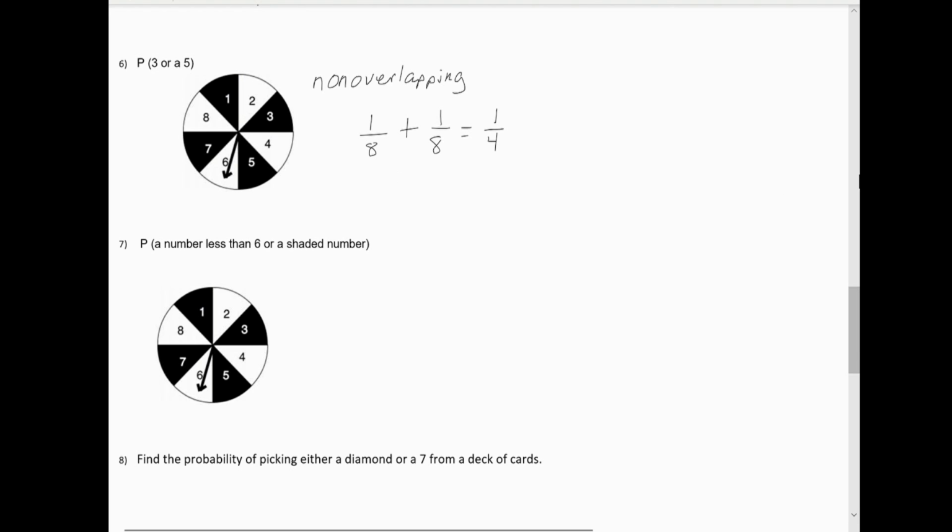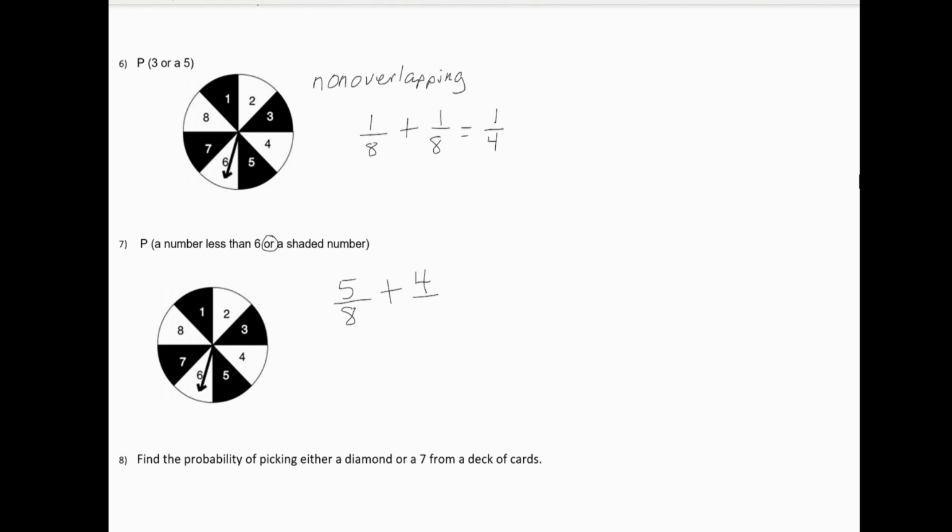Problem 7. Probability of getting a number less than 6 or a shaded number. Okay, so again, the "or" going on here says that I have to add probabilities. So the probability that the number is less than 6. Okay, there's 8 different sections here. Numbers that are less than 6 would be 1, 2, 3, 4, 5. So the probability that it's less than 6 is 5 out of 8.